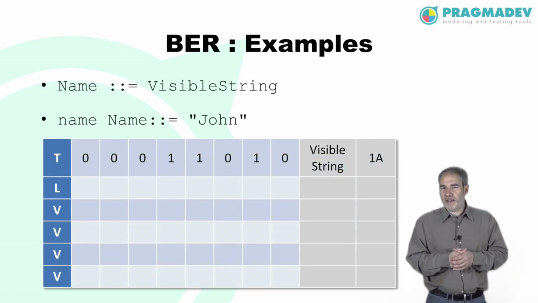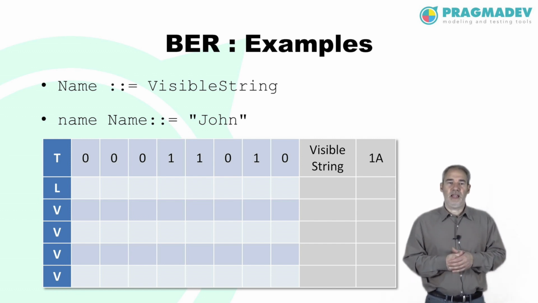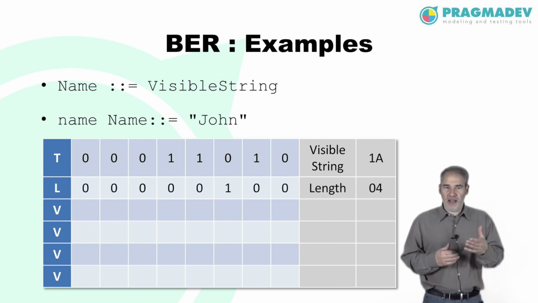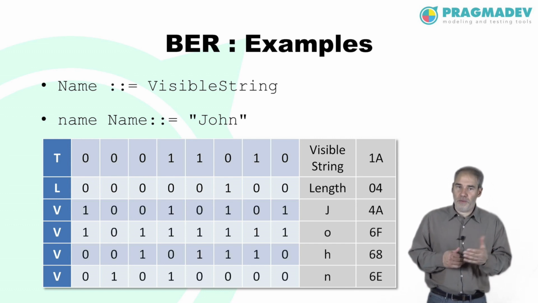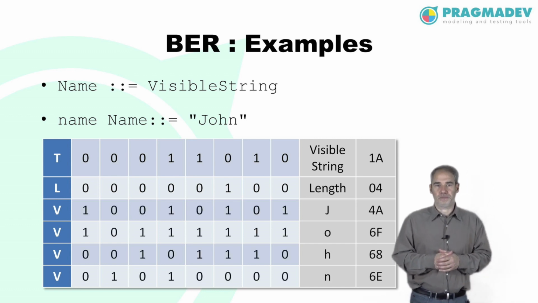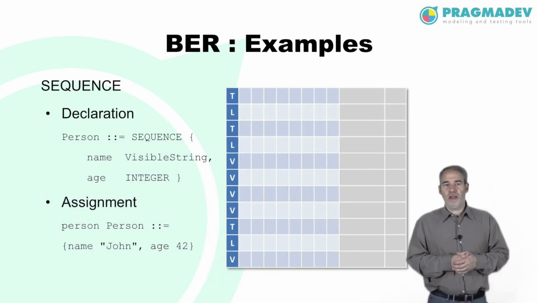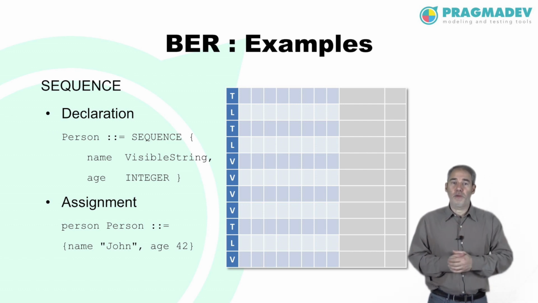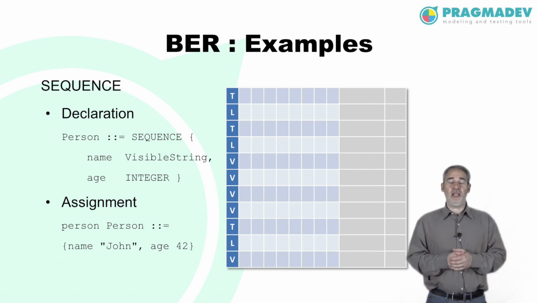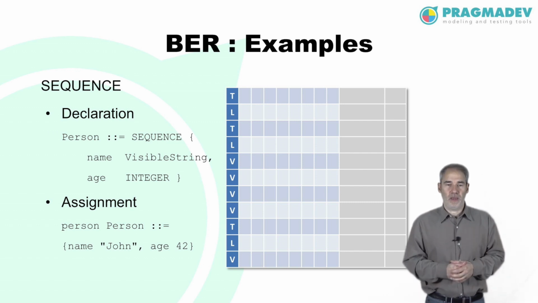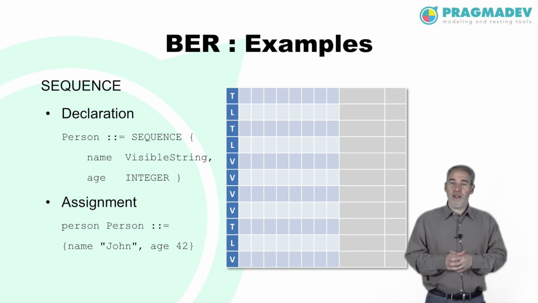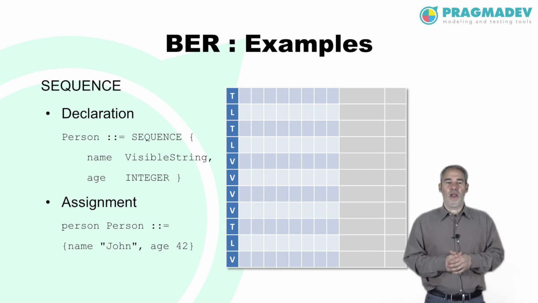Let's look at a bit more complex example. A visible string type containing John as a value. Tag 1A tells it is a visible string, length of 4 characters, and the 4 characters. Let's try some structured data, a sequence. Let's declare a sequence called person with 2 fields, name, which is a visible string, and age, which is an integer. We will assign John to the name field and 42 to the age field. The resulting bit stream starts as follows.